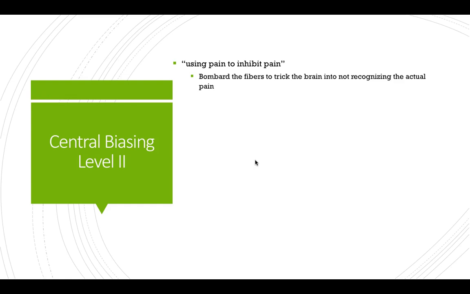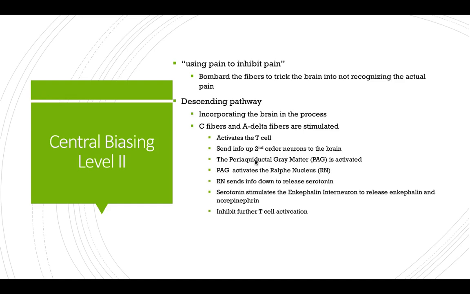Okay, so the central biasing theory of pain control uses that descending mechanism of pain relief. So within the cerebral cortex, specifically what we call the aqueductal gray region, that's going to activate what we call the raphe nuclei, and that's going to initiate this mechanism.